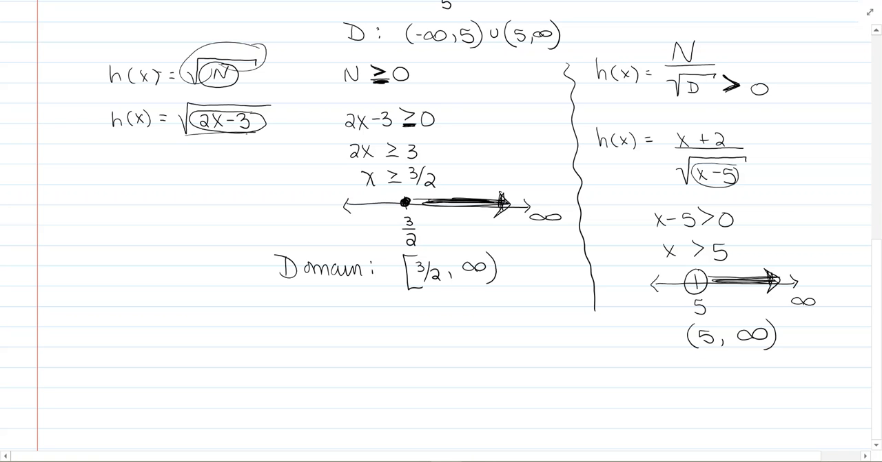See the difference? The h of x over here was up in a numerator. There was no denominator. That radical was in a numerator, so it's greater than or equal to. This radical is in the denominator, so it's strictly greater than.